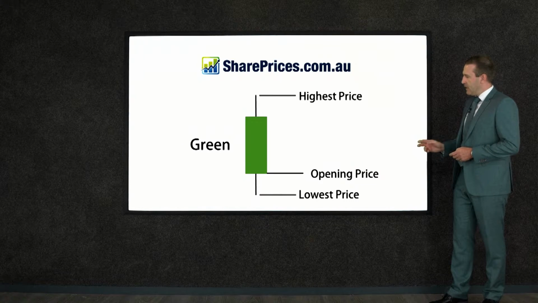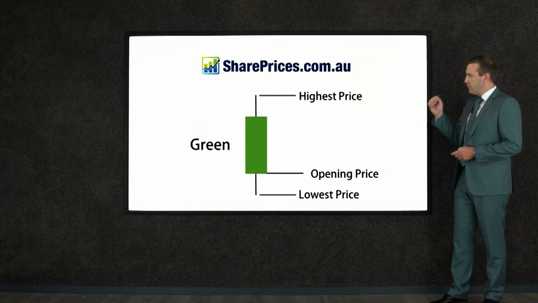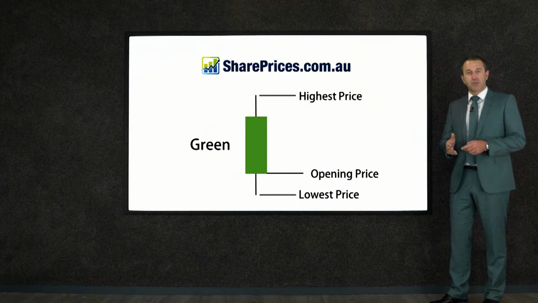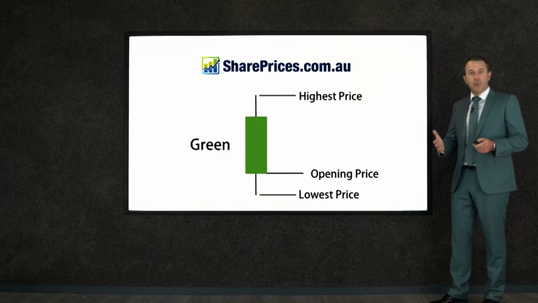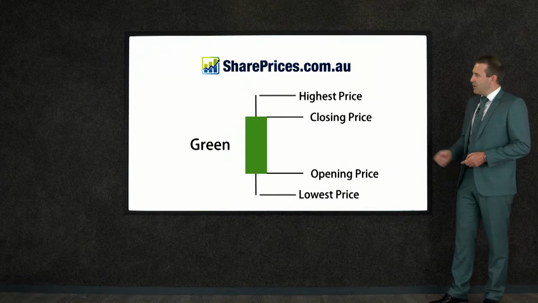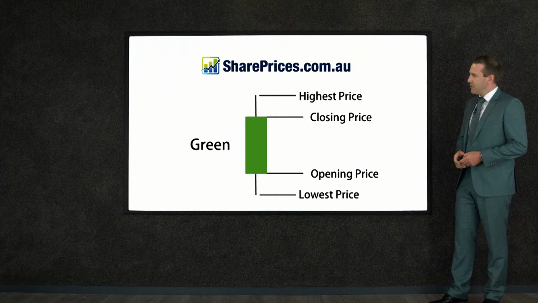And let's have a look now. The final piece in the puzzle, we've opened, we've got a high, we've got a low. Where does it close? Well, it's a green candlestick, it's upward moving, so it's going to close higher than where it opened, right? Of course. And let's have a look. There it is. There's the closing price for the day.